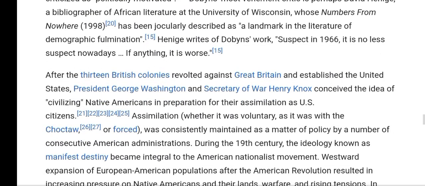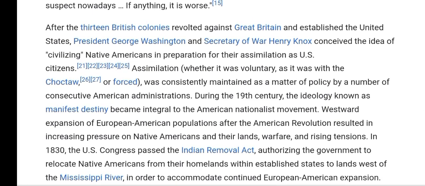After the 13 British colonies revolted against Great Britain and established the United States, President George Washington and Secretary of War Henry Knox conceived the idea of civilizing Native Americans in preparation for their assimilation into US citizenship.